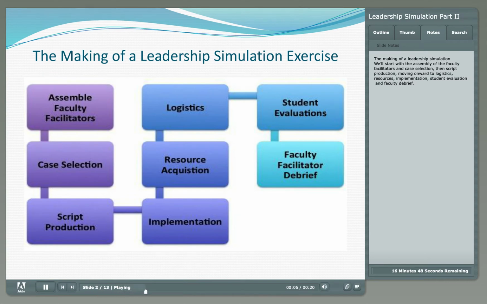We'll start with the assembly of the faculty facilitators and case selection, then script production, moving onward to logistics, resources, implementation, and then finally student evaluation and faculty debrief.